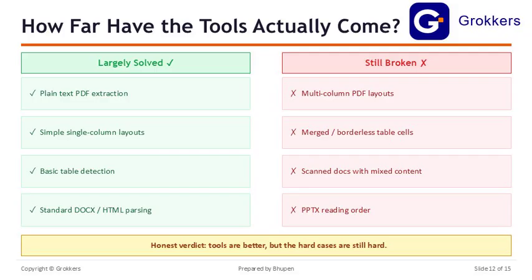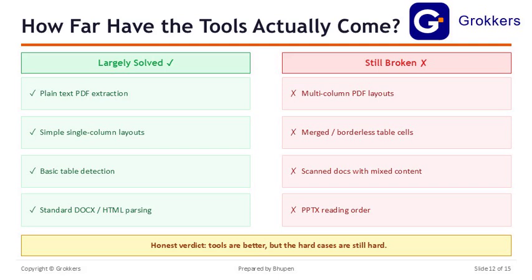The red column on the right is where the problems remain. Multi-column PDF layouts are still the most common failure mode, and no tool handles them reliably across all document types. Merged and borderless table cells, common in financial and legal documents, continue to confuse extraction logic. Scanned documents with mixed content, where some pages are text-based and others are image-based, require hybrid OCR strategies that most tools do not apply automatically. And PPTX reading order remains essentially unsolved.